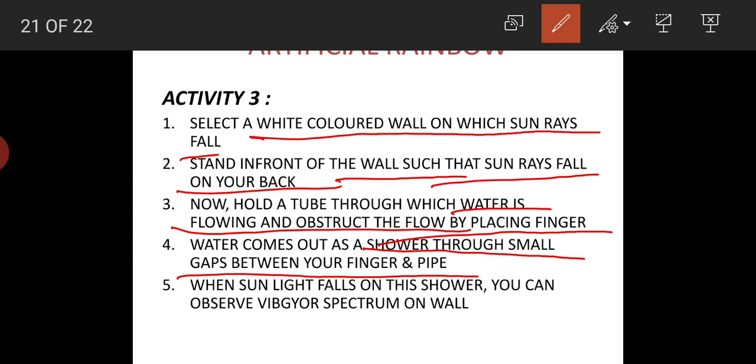Now when sunlight falls on this shower, you can observe a spectrum. This is very similar to the natural rainbow. In natural rainbow also, rainfall happens in the form of small drops. When sunlight falls on these small raindrops, it will undergo dispersion. Similarly here also, when we obstruct the flow by placing finger in the tube, water comes out as a shower through small gaps between finger and pipe. When sunlight falls on this shower, you can observe spectrum.